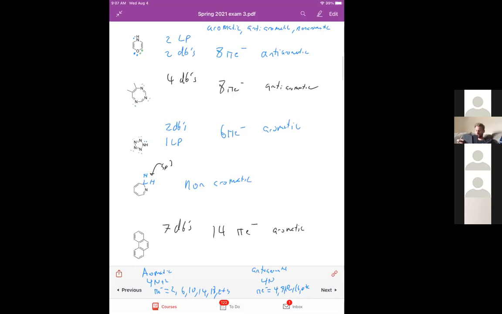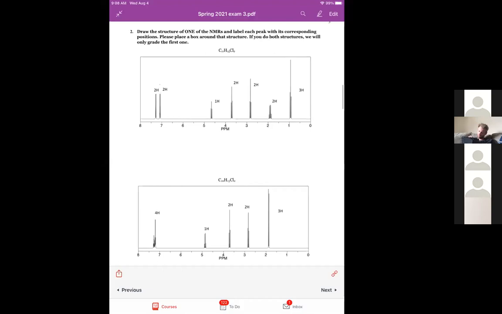Should be a pretty straightforward page. So this will be replacing our NMR, which means we can cross out this page. Yeah, that was an easy one.